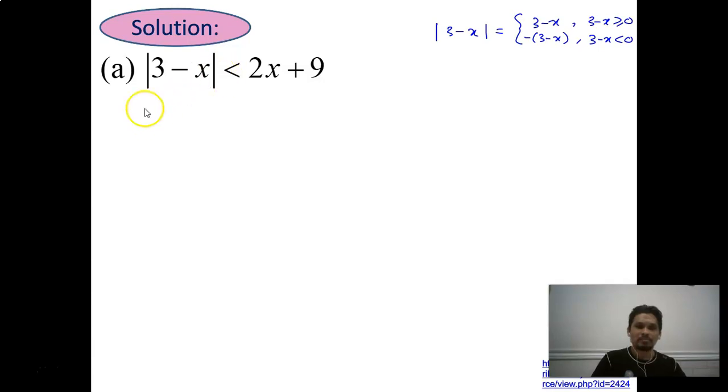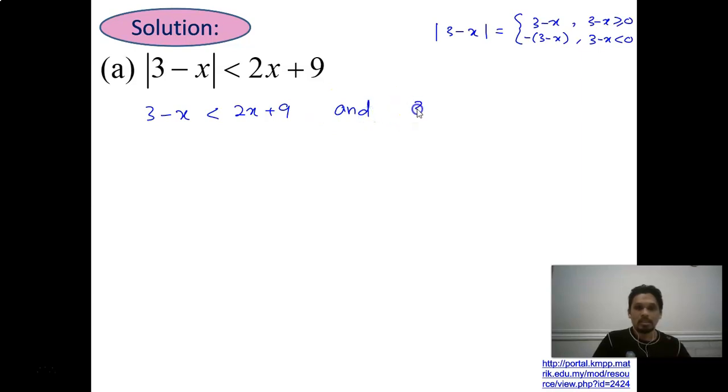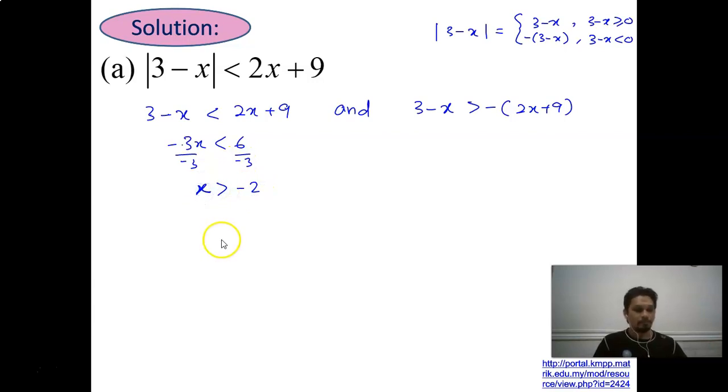Less than. Okay, the first definition here, 3 minus x less than 2x plus 9. And 3 minus x greater than negative 2x plus 9. Okay, because one is negative here, so we bring the negative to the side, so direction change. So then negative x, 2x bring to the side become negative, so negative x minus 2x, negative 3x. 9 minus 3 equal to 6. Divide by negative 3, left and right. Divide by negative 3 and negative 3. So direction change to x greater than negative 2. Divide by negative 3 equal to negative 2.